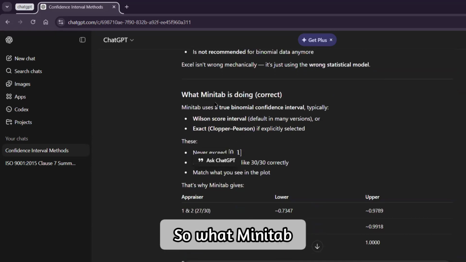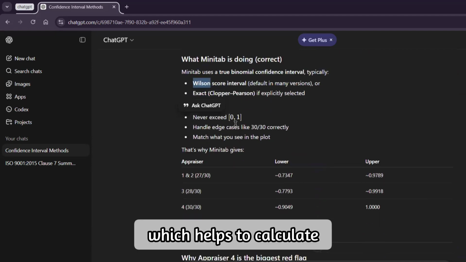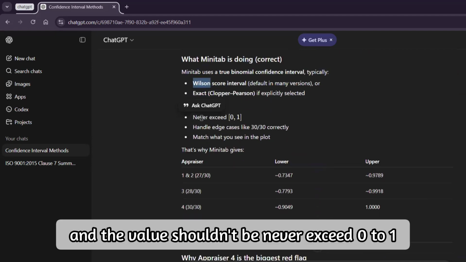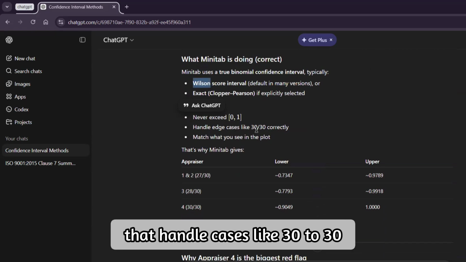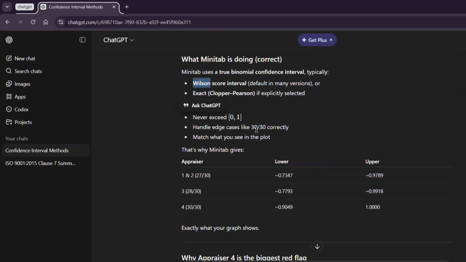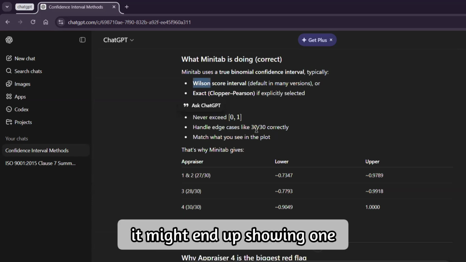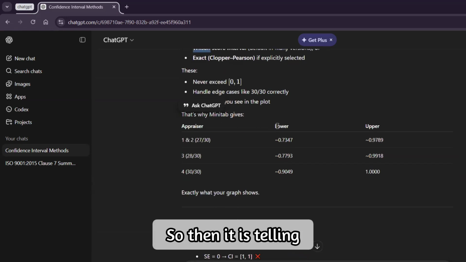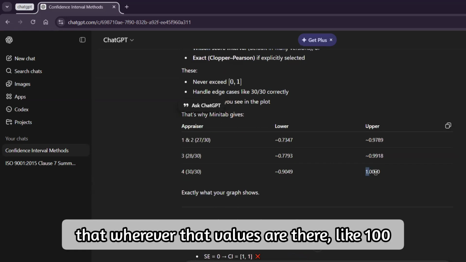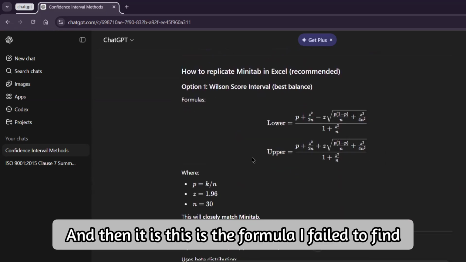What Minitab is using is the method called the Wilson method, which helps to calculate the interval, and the value should never exceed 0 to 1. It also handles cases like 30 out of 30. If the number of cases is 30 and all 30 are correct, then it is 100%. When you calculate the upper confidence interval, it might end up showing 1.2 or 1.3, which theoretically is not possible, right? So wherever such values are there, like above 100, it is telling you to use 1. And this is the formula.